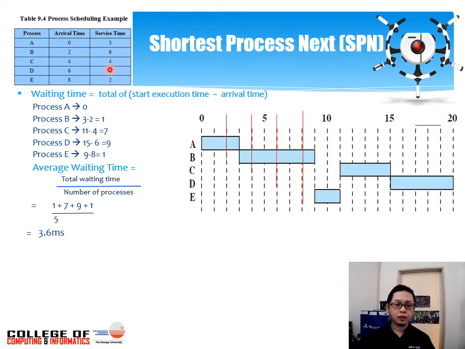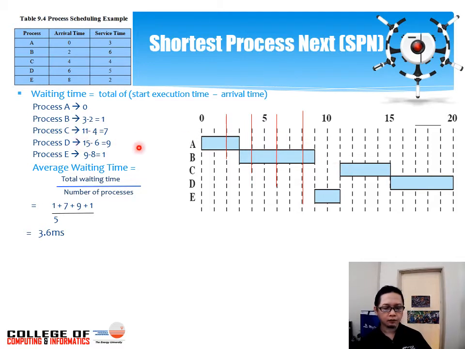So how do we calculate the waiting time? Still the same. A arrives at 0 and immediately executes, so the waiting time for A is 0. B arrives at the second millisecond and gets executed during the third millisecond, so the waiting time is 1. Then C arrives at the 4th millisecond and gets executed at the 11th millisecond, so the difference is 7 milliseconds of waiting time.